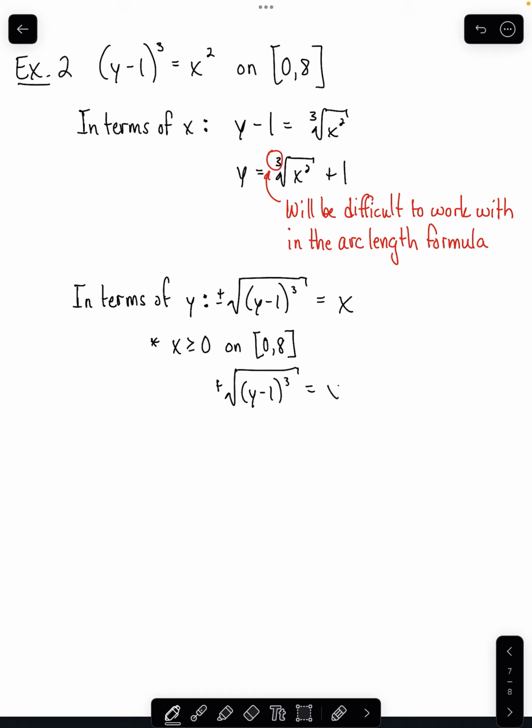Now again, you might say, but how is this any better? We still have a 3 in there, but the 3 is an exponent, not an index. This will actually work out better. Exponents are easier to work with than radicals with different indices. This will actually work out more cleanly for us. So we have f of y is equal to the square root of y minus 1 cubed.